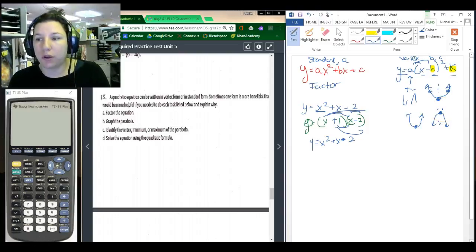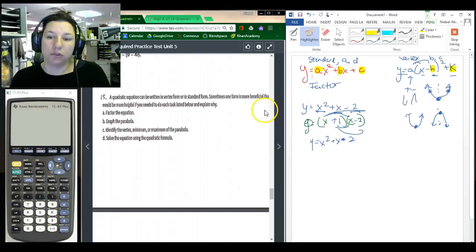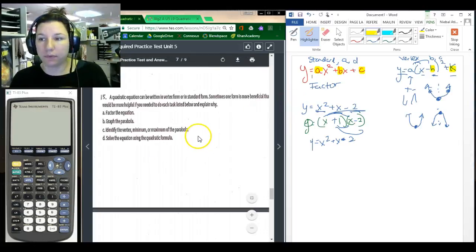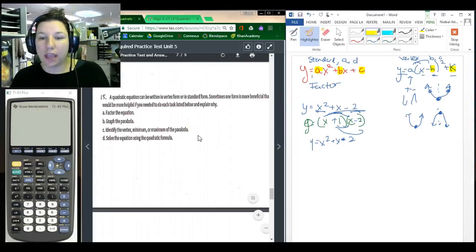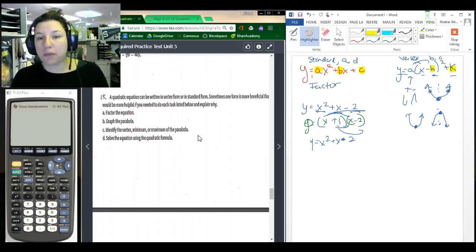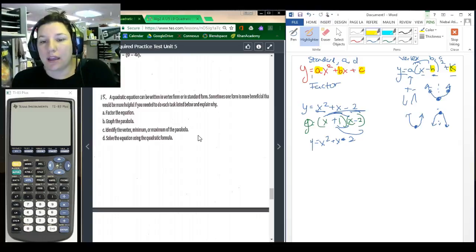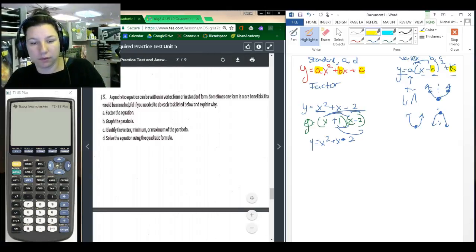Solve the equation using the quadratic formula. That's going to be standard form because standard form gives you A, B, and C just by looking at it. And that's the information you need to substitute into the quadratic formula. Okay? So factoring and using the quadratic formula are preferred from standard form. Graphing and identifying the vertex, minimum or maximum are preferred with vertex form. You need to also include explanations. Heads up on that one, giving you a fair warning.